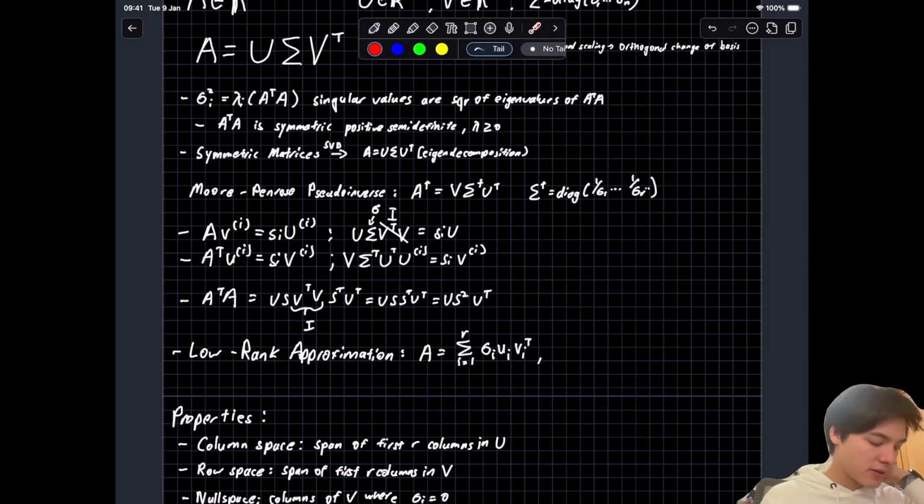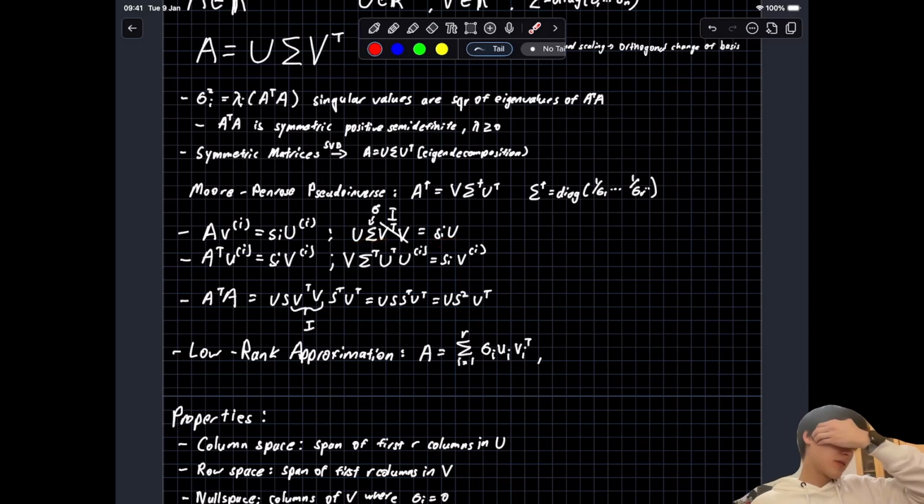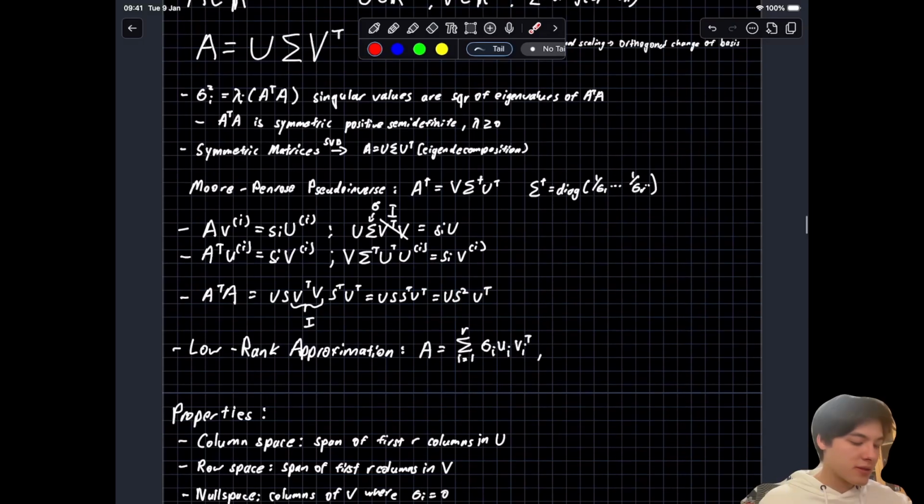If we have A times V, I see. So if we have A and then times the input eigenvector, we have the scaled value of the output U_i. We'll see a bit more about that later on. Why is this? Because we apply V on this side. If A is this, and we apply V on this side, it's the identity, and then here we have our singular values. So we see singular values times the U vector, the output space vector. That's why this is valid.